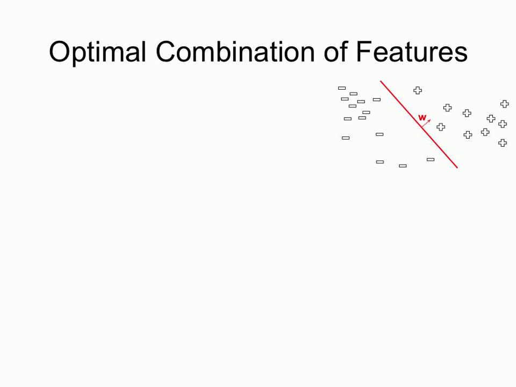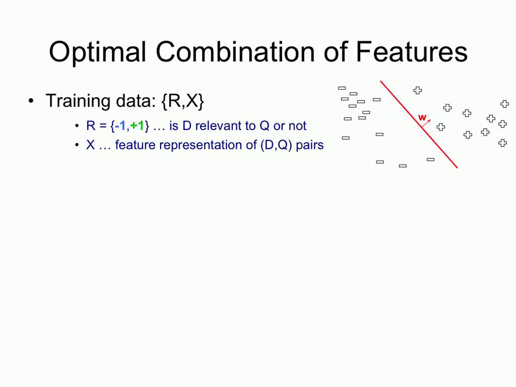Once you do that, you have a consistent feature set. You just do your normal text classification. You have negative examples, positive examples. Now these are vectors over your feature representation of DQ pairs. These are not individual documents anymore. These are document query pairs represented as scores.